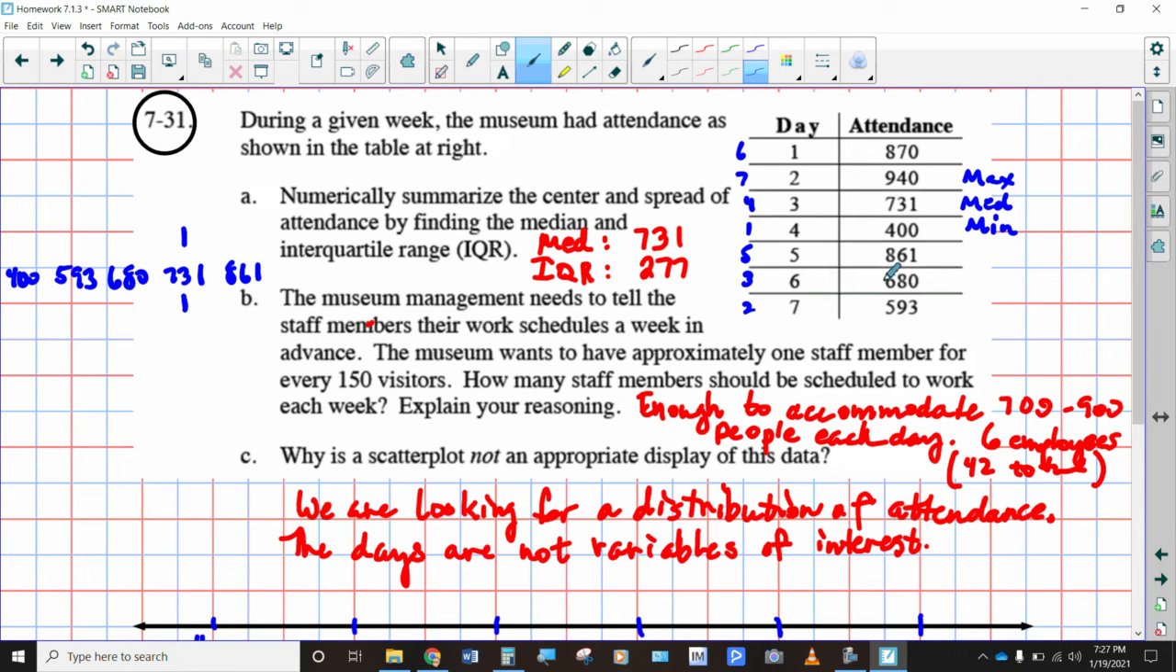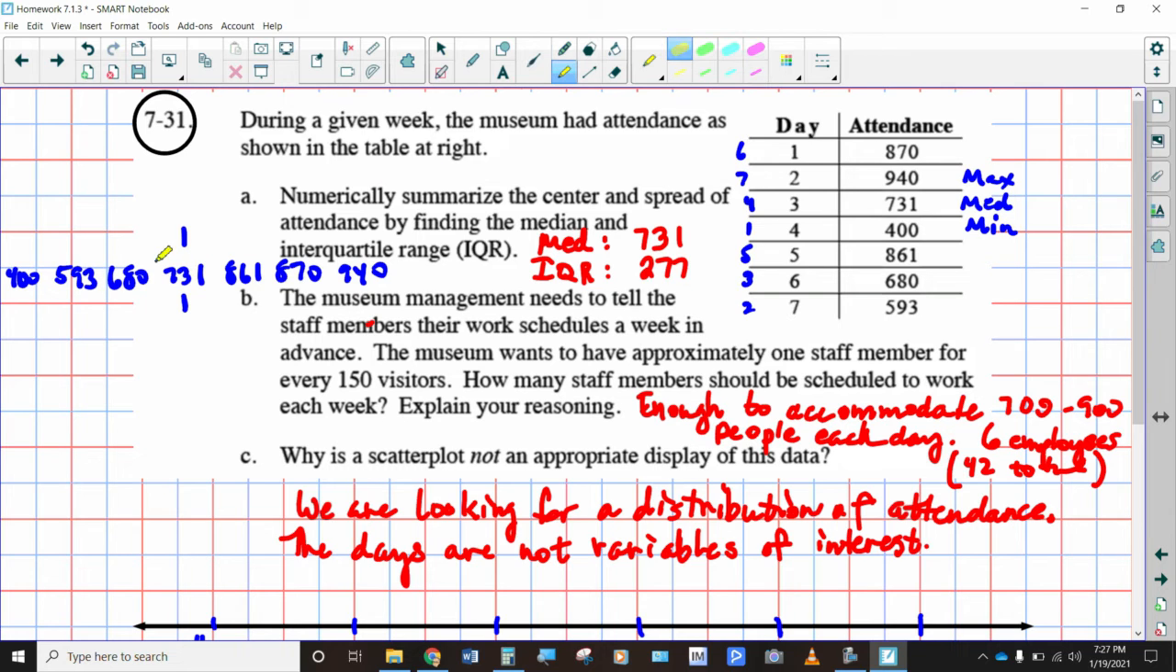And then your 6th one is 870. And then your maximum is 940, for a total of 1, 2, 3, 4, 5, 6, 7. Okay, so we got your minimum, your maximum, and your median.